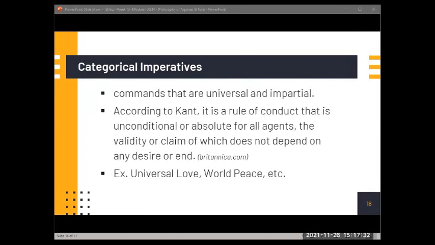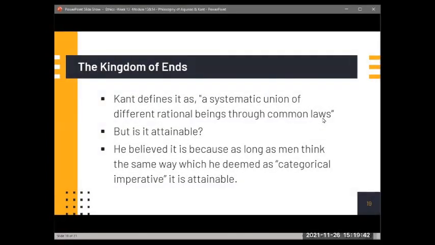Now, Immanuel Kant also dubbed that categorical imperative is the supreme principle of morality as a standard of rationality. And he considered that all immoral actions are irrational because they violate the categorical imperative. Because we think the same way, Immanuel Kant noted this as the kingdom of ends. Kant defined it as a systematic union of different rational beings through common laws.